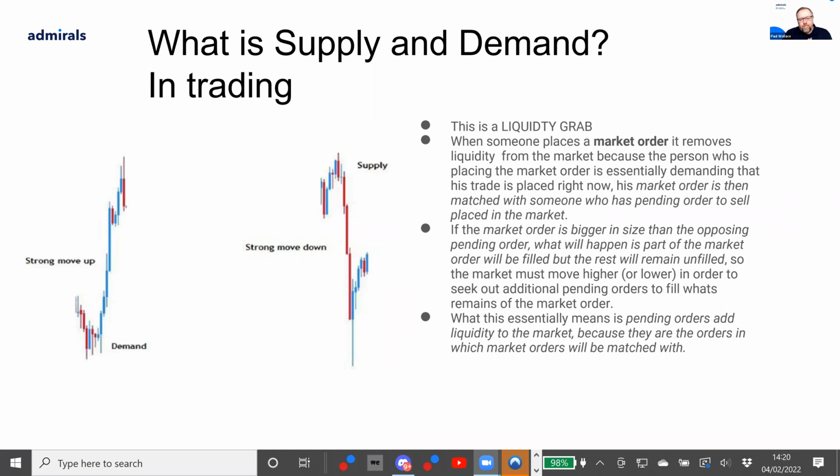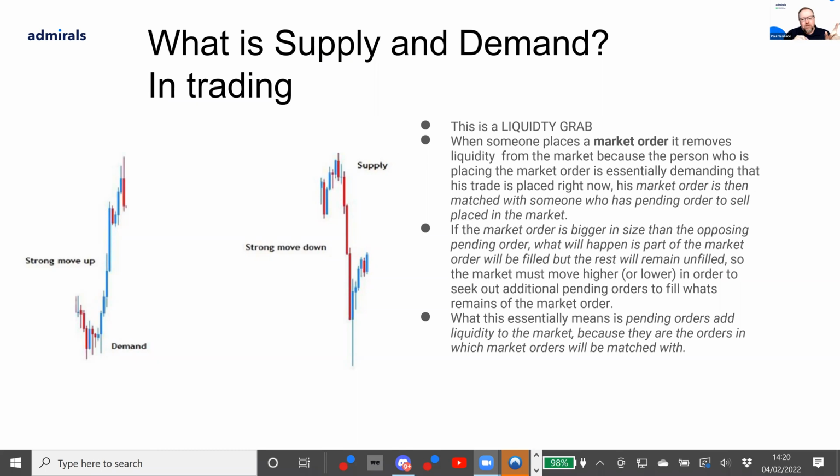So when someone places a market order, they want their order activated in that present moment, at that particular price. What happens when you do that is it removes liquidity from the market. Just take a moment to think about that. When you're watching your trading chart on your trading platform, and you go to hit the buy, and you want to order at market, when you're doing that, it is actually removing liquidity.